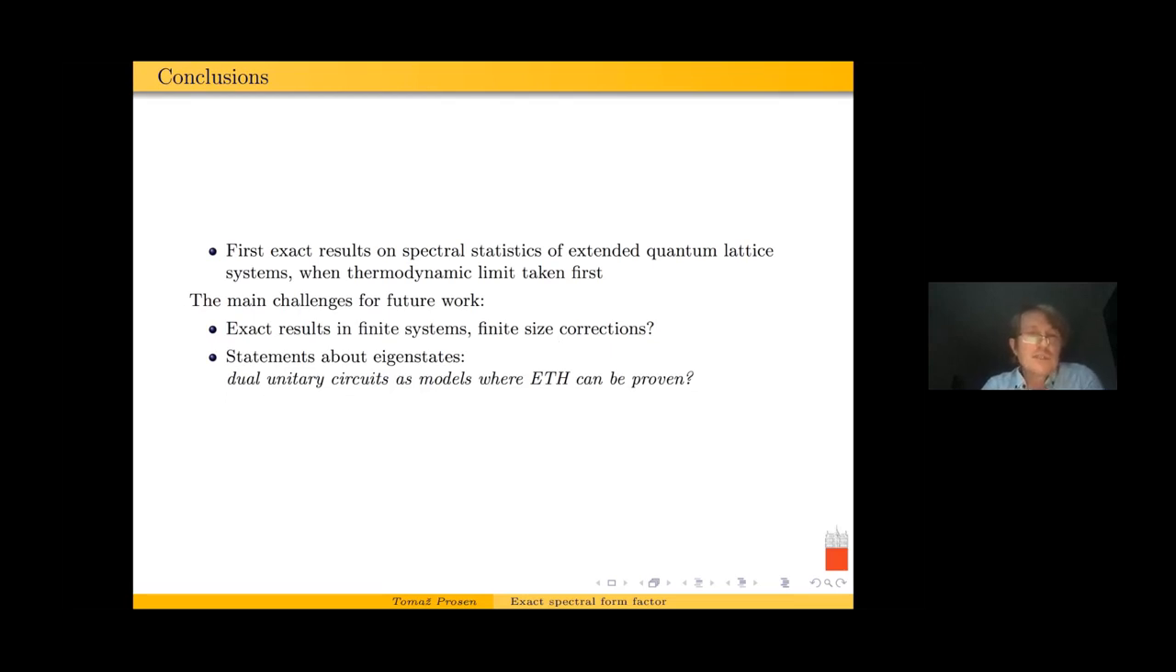What one would like to do is control finite size effects, the opposite order of limits. For example, if one wants to show statements like eigenstate thermalization, one would have to take finite system size, let time go to infinity, so one has matrix elements, and then at the end take the thermodynamic limit. That is completely out of reach at the moment, but we still have some preliminary numerics. It shows that, again, dual unitary circuits can be ideal models, probably still simpler than generic local circuits.